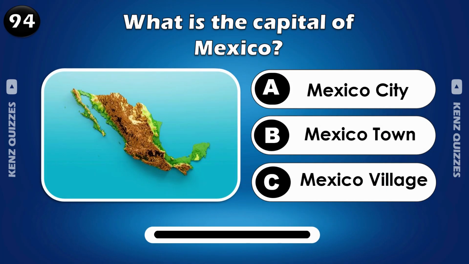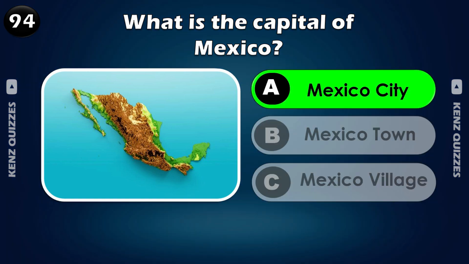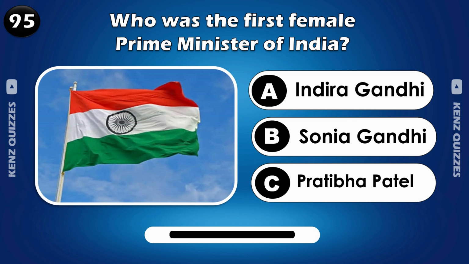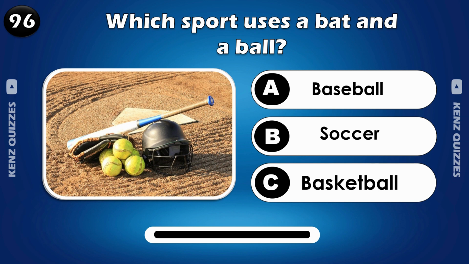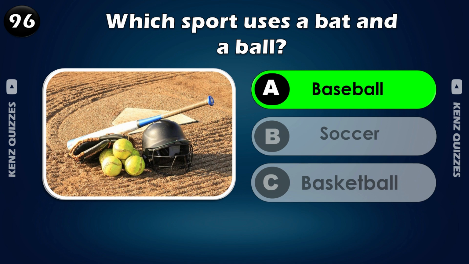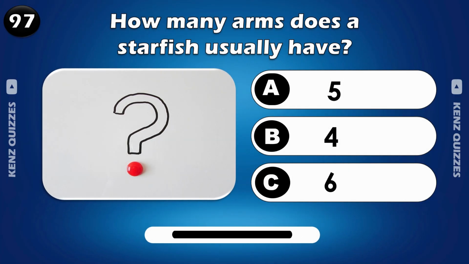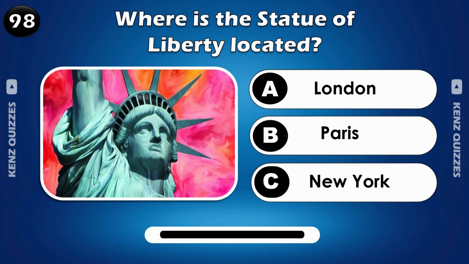Netherlands. What is the capital of Mexico? Mexico City. Who was the first female Prime Minister of India? Indira Gandhi. Which sport uses a bat and a ball? Baseball. How many arms does a starfish usually have? 5. Where is the Statue of Liberty located?